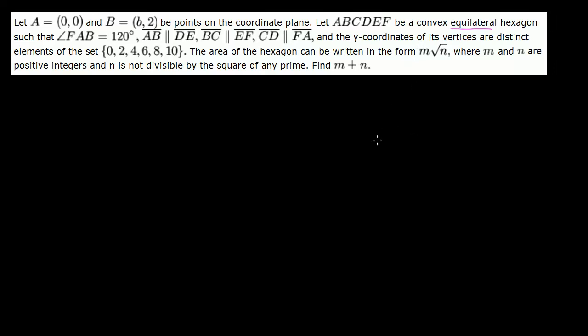So convex means that it's not concave. A concave hexagon would look like this. So that's two sides, 3, 4, 5, 6. This would be a concave hexagon. So it's going to be popped out, and all the sides are going to be equal. So it's an equilateral hexagon.